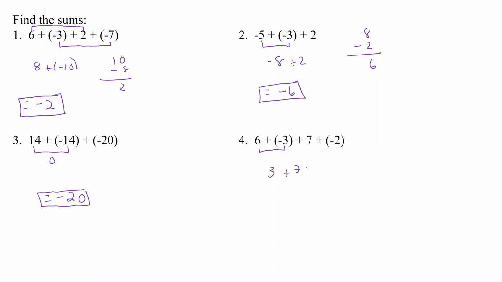Then we have plus 7 plus a -2. Well, now we have 7 plus 3. They're the same sign. 7 plus 3 is 10. And then plus a -2. All right, so now we have 10 plus the opposite of 2, so it's basically 10 minus 2, which is 8. The larger one was positive, and so the answer is +8.